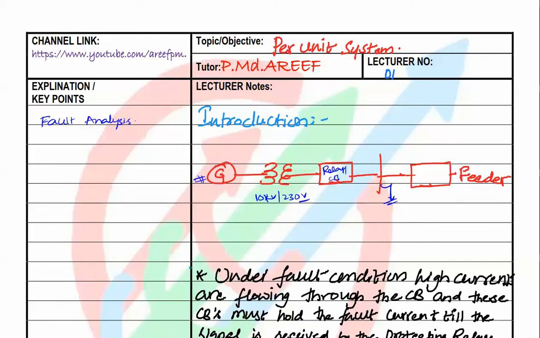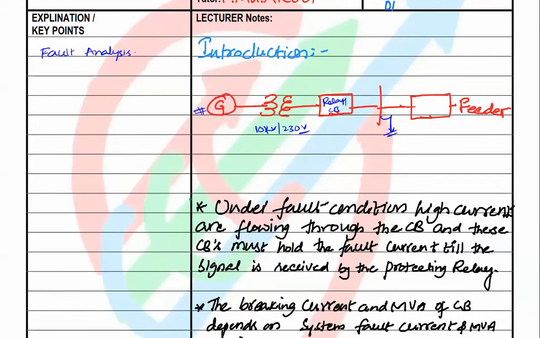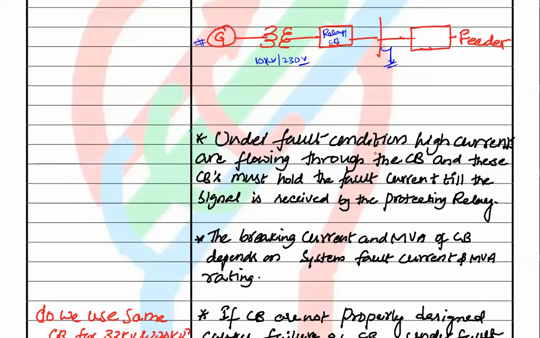The circuit breaker should withstand for a minimum time, up to when the circuit breaker contacts are open. That means the relay is going to sense the fault and it is giving a signal to the circuit breaker. So till that point, the circuit breaker has to withstand. Now here, under fault condition, the higher currents are flowing through the circuit breakers, and the circuit breaker must hold the fault current till the signal is received by the protecting relay. So until that point it has to be conducting only.